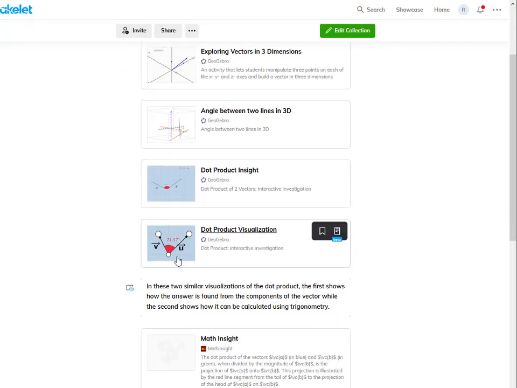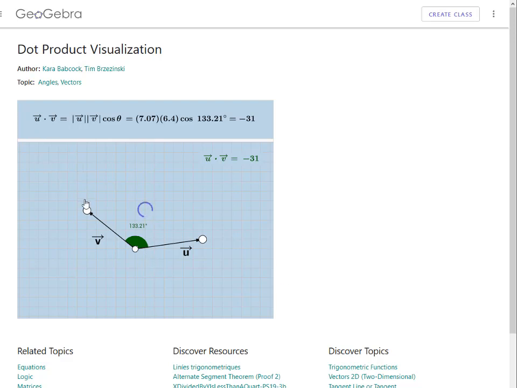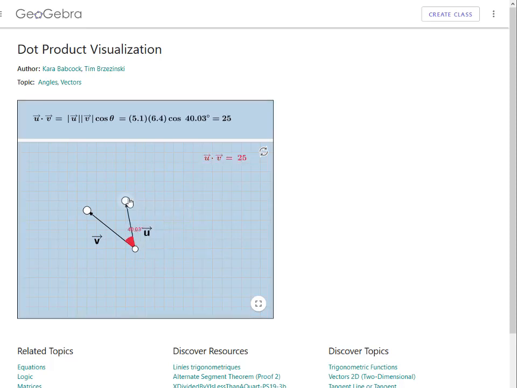This one does a similar thing, except it puts in the way of calculating it using trigonometry, which is the length of this times the length of this times the cosine of the angle between them. So if you know trigonometry, that's how you work it out. If you know the length of the vectors, it's this length times this length times the cosine of that. And because the cos of 90 degrees is 0, that's why it's always 0 when they're at right angles.